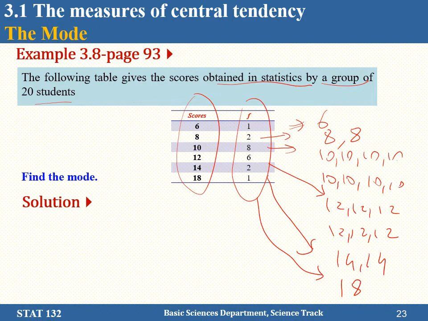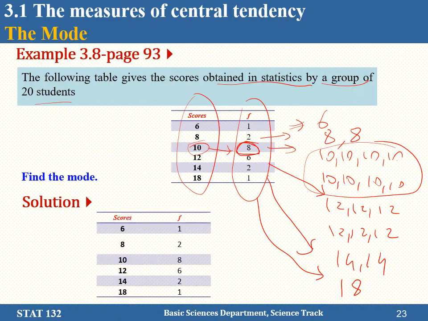So which one is the most repeated one? Of course, this 10. And you can check it from the frequency. The frequency gives you how many times it's repeated in the data. So the mode will be 10.